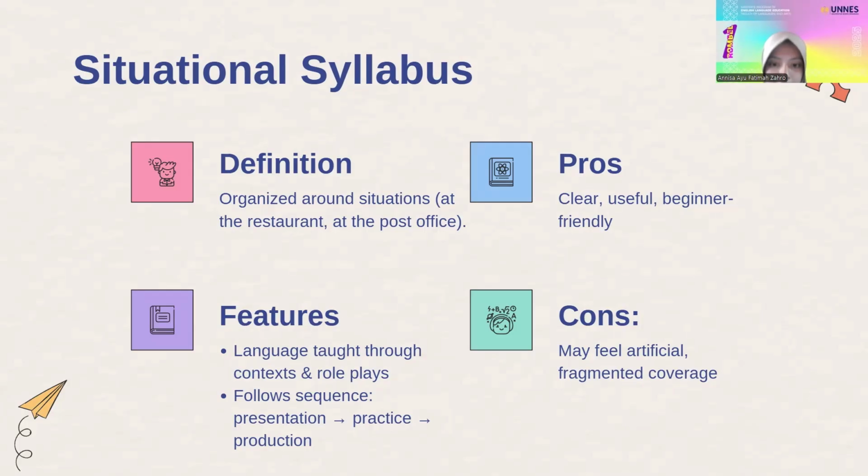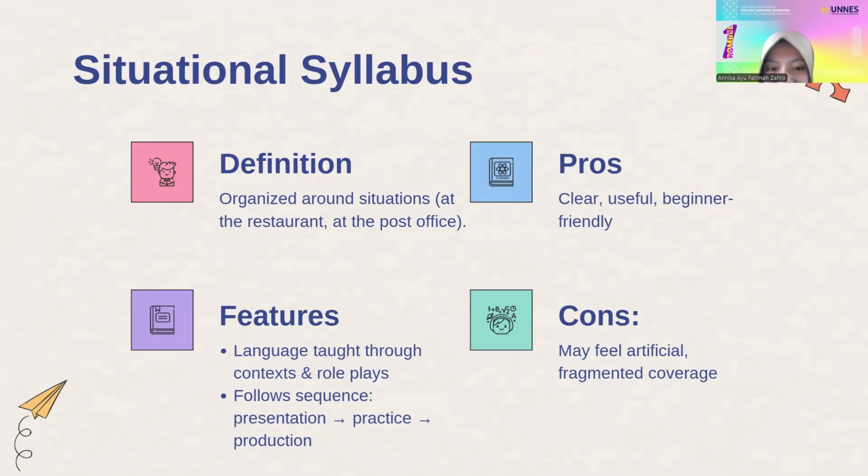Each lesson usually follows a clear sequence. First, presentation, where new language is introduced in context. Second, practice, where students repeat or manipulate the language. And finally, production, where learners perform a role play or communicate freely.